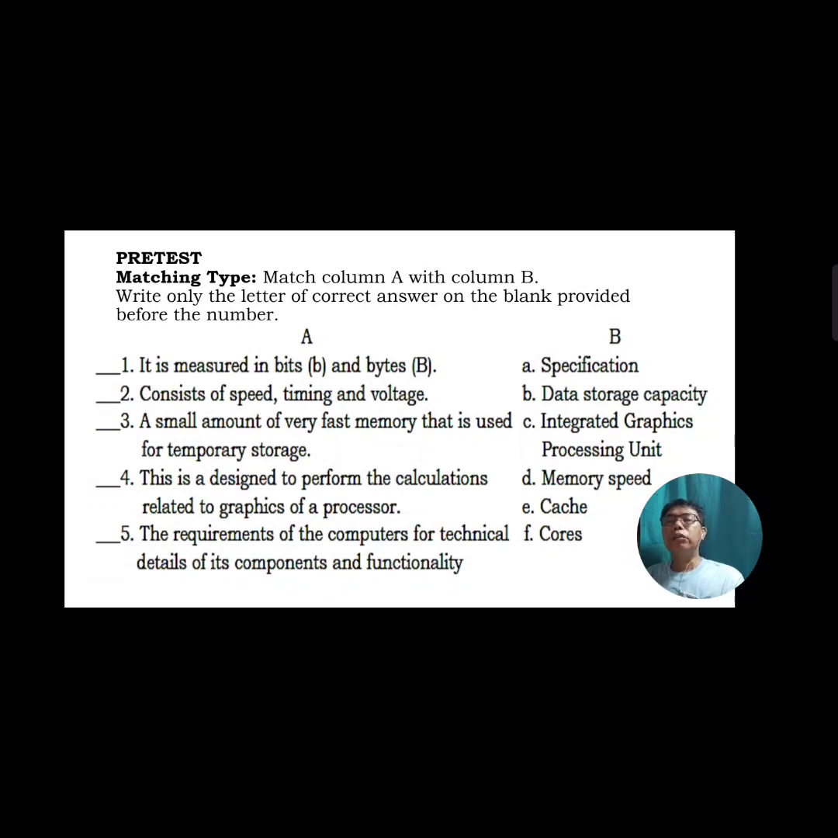Okay, prior to the main lesson, the main topic, please answer the pre-test to determine your prior knowledge about the lesson. Matching type. Match column A with column B. Write only the letter of the correct answer on the blank provided before the number. Okay, we'll give you time to answer. Pause the video when answering.